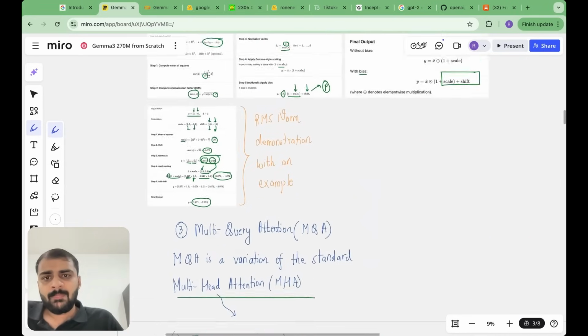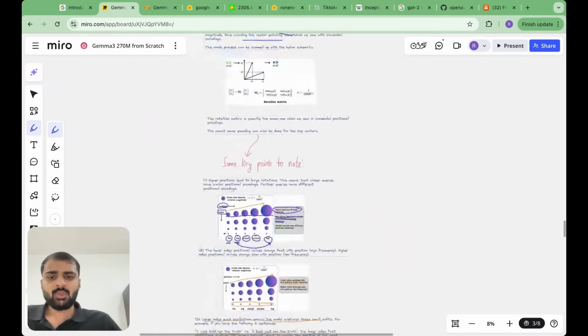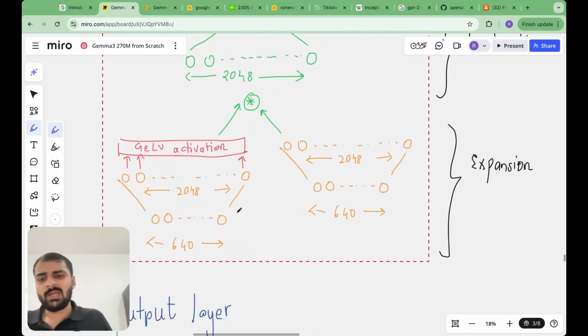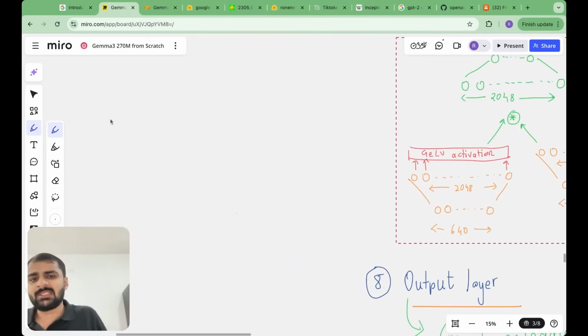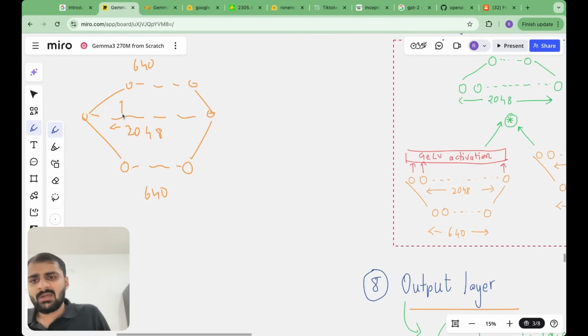Now we move to the next module, which is the feed forward neural network. Now here, what they actually implemented was, traditionally, a feed forward neural network is just an expansion contraction layer, right? So if the embedding dimension is 640, you define an expansion block. Let's say that's 2048 in the case of Gemma. And then you just define a contraction block which brings it back to the 640 dimension. That's all a feed forward neural network does. And you have an activation layer, which is the GELU activation here.